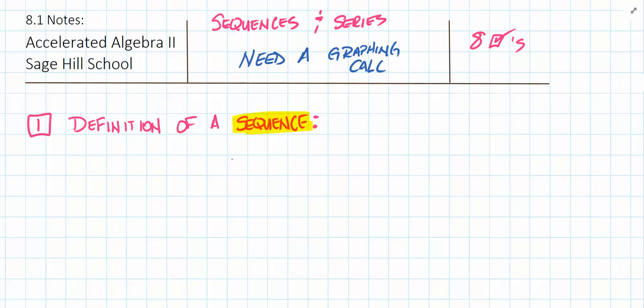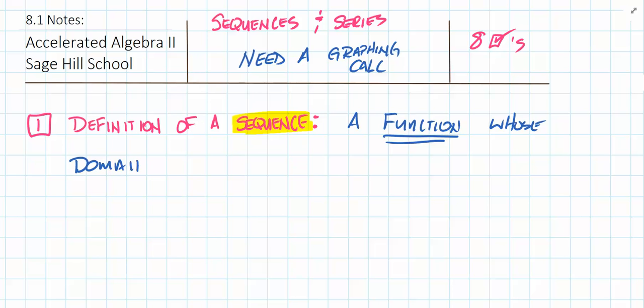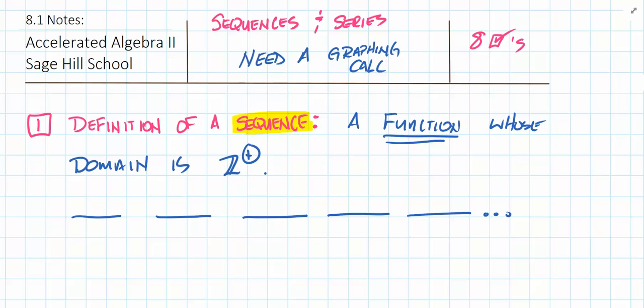So for us, the definition of a sequence is going to be this. It's going to be a function. It's weird, right, that there was a function in there. A function whose domain is the positive set of integers. And I'll give you an example like this, okay? So for us, a definition of a sequence is a function whose domain is the positive set of integers.